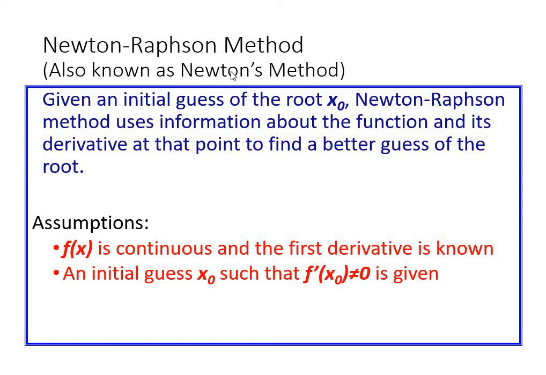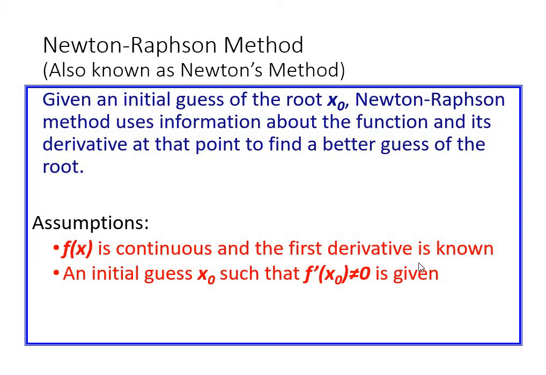Alright, so the Newton-Raphson method is also known as Newton's method. In this method, we are given an initial guess of the root or the zero of a function, and the Newton-Raphson method uses the information about the function and its derivative at that point to find a better guess of the root. So the assumptions are f of x is continuous.